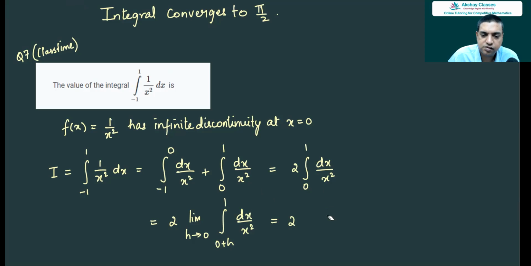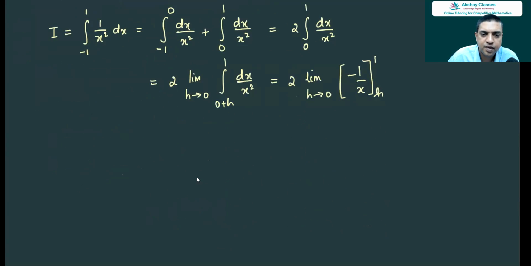So twice the limit h tending to 0, integral of 1 by x square is -1 upon x. Applying the limits of integration h to 1, what we get is 2 into minus 1 by 1 minus of -1 upon h as h tends to 0.